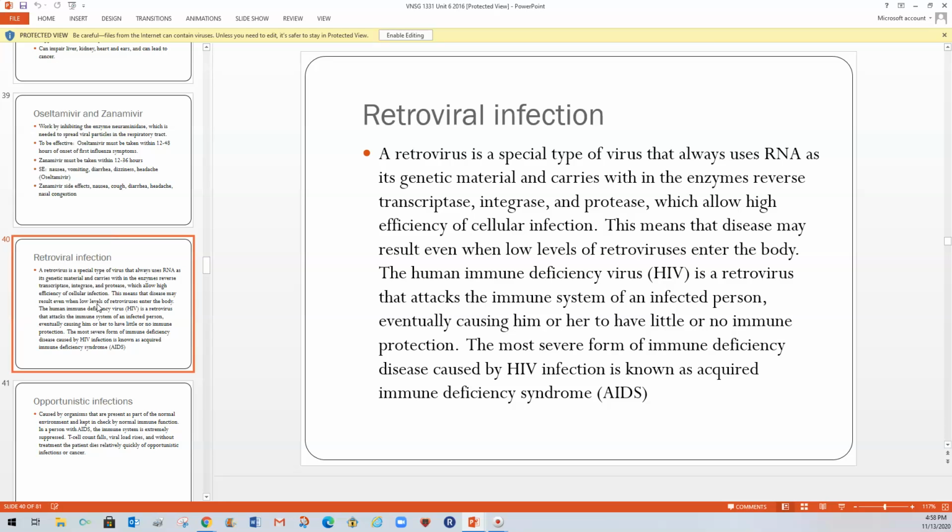Retroviral infection. Retrovirus is a special type of virus that always uses RNA as its genetic material and carries with it enzymes reverse transcriptase, integrase, and protease, which allow high efficiency of cellular infection. This means that the disease may result even when low levels of retroviruses enter the body. The HIV is a retrovirus that attacks the immune system. The most severe form of HIV is AIDS. So retroviral is that type of infection.